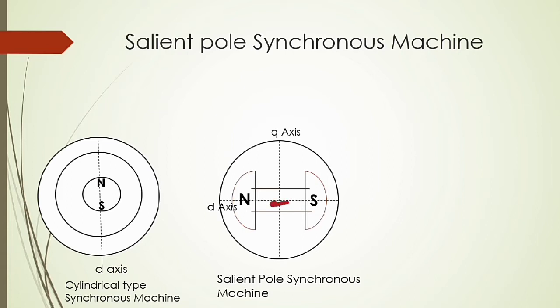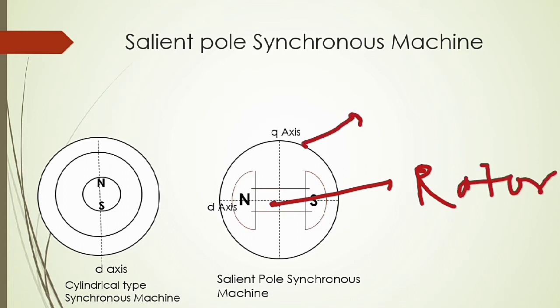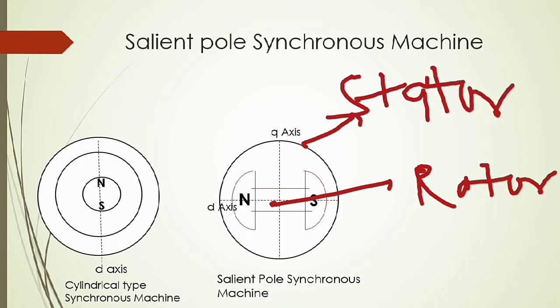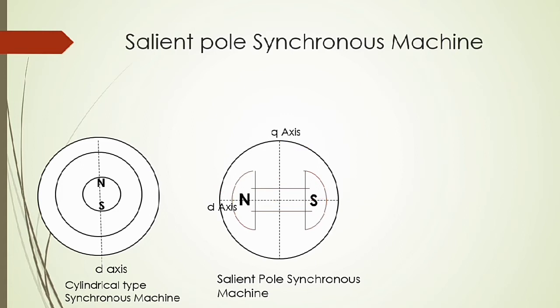And here you see the salient pole synchronous machine. This is the rotor and this one is the stator. In between the stator and rotor, here the gap is small and here the gap is large. So the air gap is non-uniform in the salient pole synchronous machine. From this figure you understand this. So this is called the non-uniform air gap.